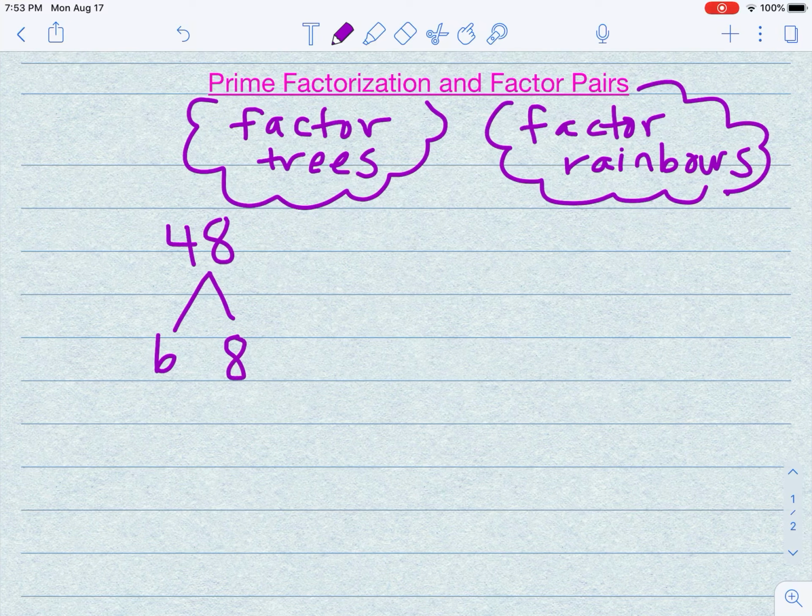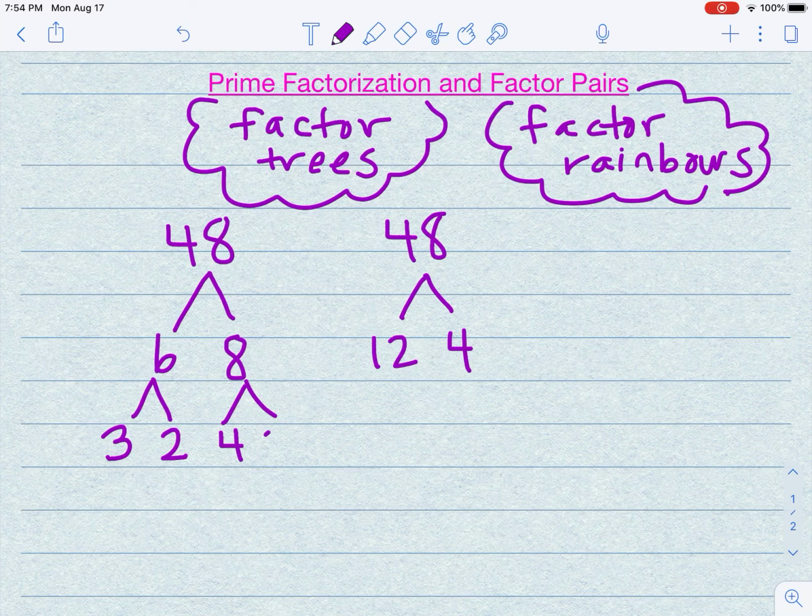You could do 6 times 8. You could do 12 by 4, and either one would get you the same answer. Let's examine 48 with 6 and 8. We can break 6 down to 3 times 2 and 8 down to 4 times 2.